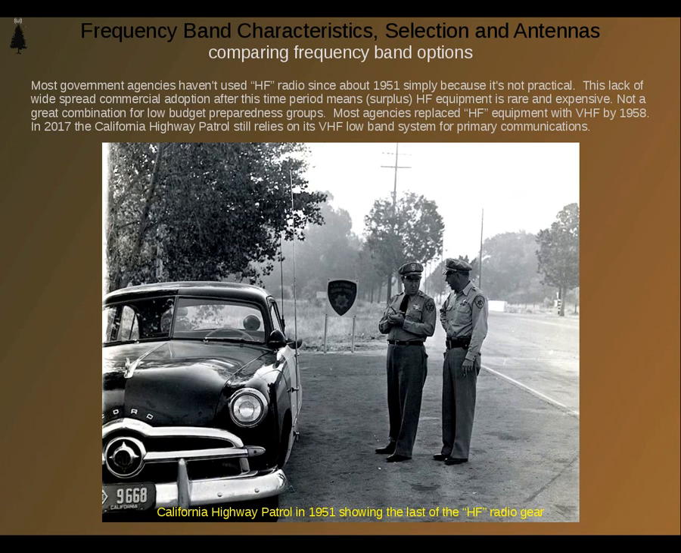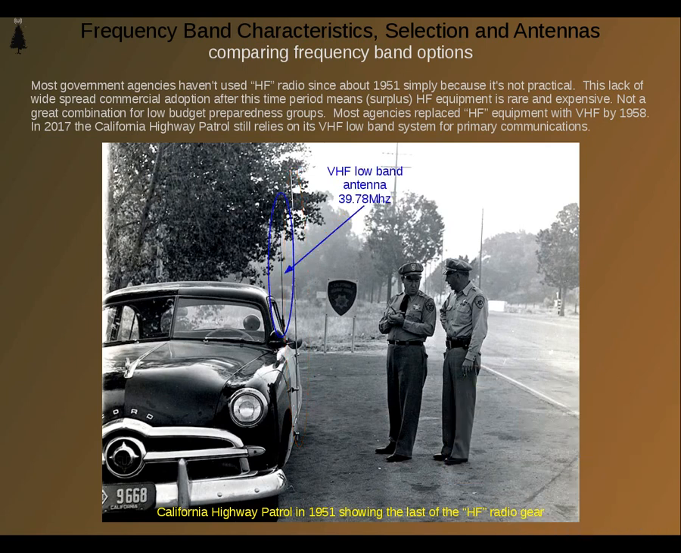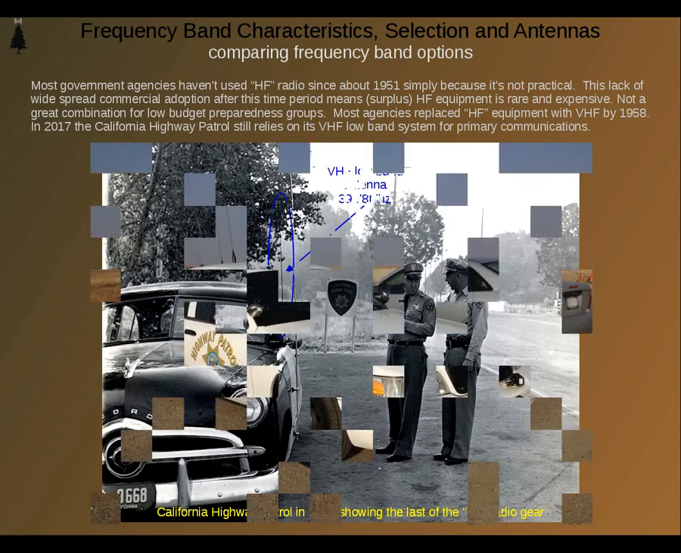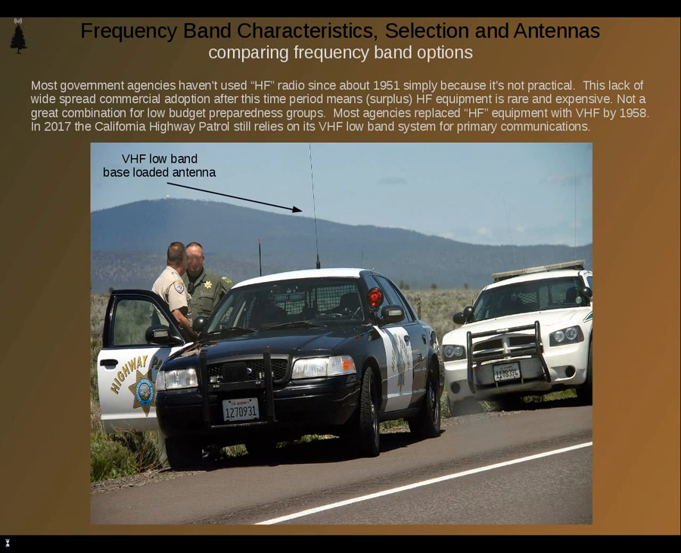Most government agencies haven't used HF radio since about 1951 simply because it's not practical. This lack of widespread commercial adoption after this time period means HF equipment is rare and expensive. Not a great combination for low-budget preparedness groups. Most agencies replaced HF equipment with VHF by 1958. In 2017, the California Highway Patrol still relies on its VHF low-band systems for their primary communications.